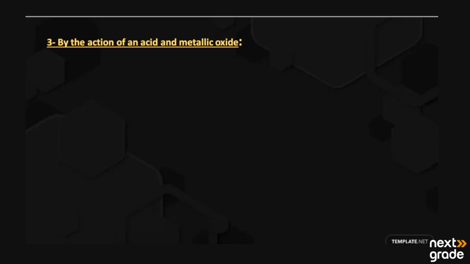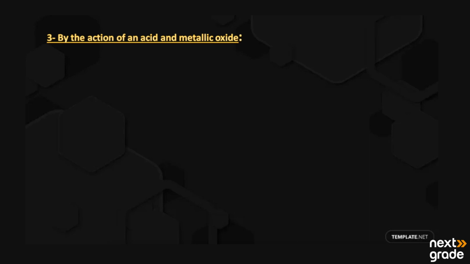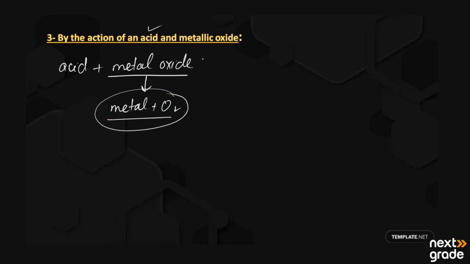Third method we have is by the action of an acid and a metallic oxide. So we can take any acid with the metal oxide. Now what does it mean by the metal oxide? Basically, metal oxide is when a metal reacts with oxygen, then the resulting product is known as metal oxide. And when we have acid, for example here we have acid H2SO4, and the metal oxide, we have calcium, which is a metal, along with the oxygen, so it is known as calcium oxide.